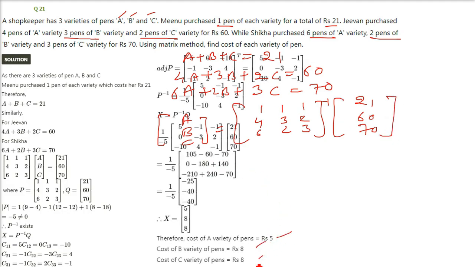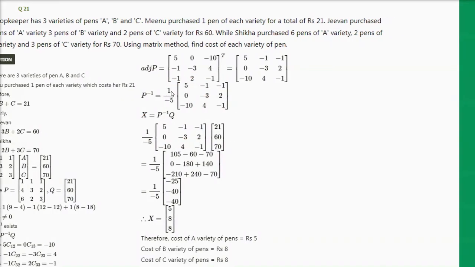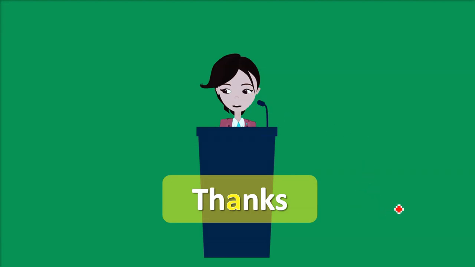So 5, 8 and 8, just recheck it if you are solving it. So this is all about this exercise. Thank you so much. Take care of yourself.